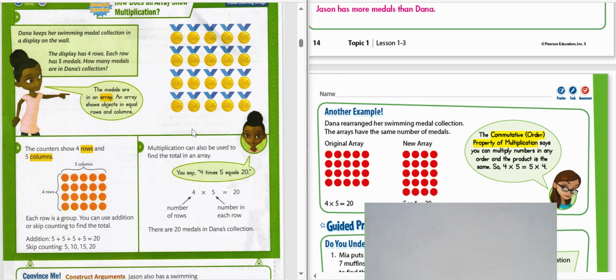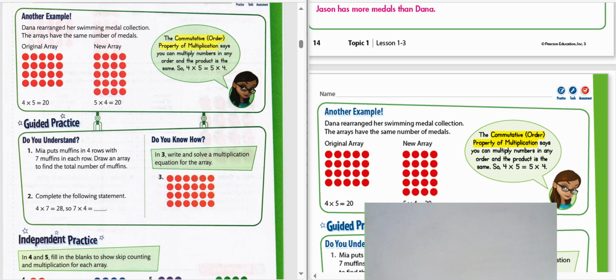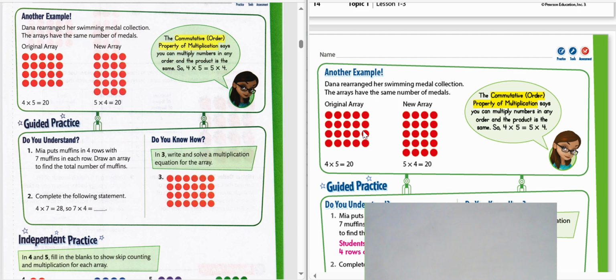Next page. Now we explained 4 times 5 equals 20. It is equivalent to 5 times 4. We use the commutative property here. You can swap the places of the 2 numbers. We call it the commutative order property of multiplication. It says you can multiply numbers in any order and the product is the same, because 4 times 5 is equal to 5 times 4.